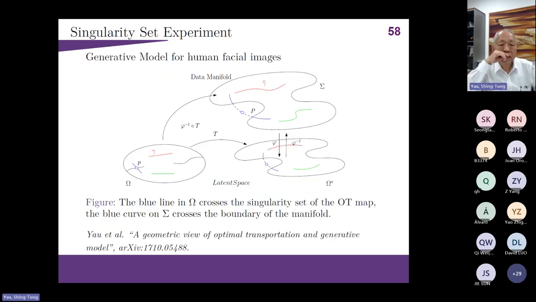So, the singularity set experiment: a generative model for human facial images, you can see from here. The blue lines in omega cross the singularity set of the OT map, the optimal transportation map. The blue curves on sigma cross the boundary of the manifold. We discuss this in this paper down here.